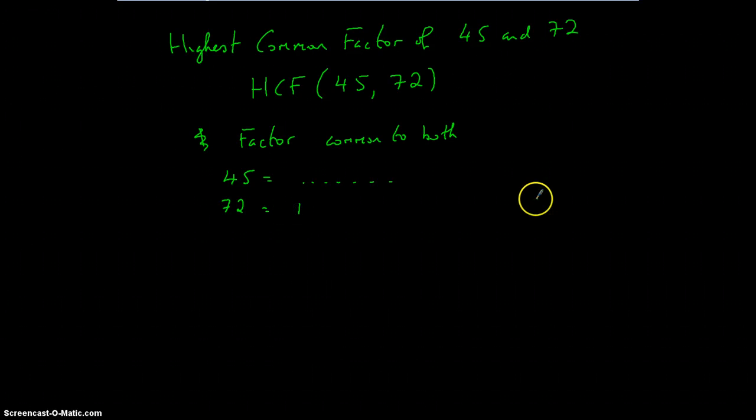72, 1 times 72, 2 times 36, etc. And then we would find the factor that is common to both 72 and 45, and then choose. For example, let's just write a few more. 45 is 1 times 45, 2 doesn't go, but 3 does, 3 times 15. So we can see, for example, that 1 is a common factor of 45 and 72. But we want the factor somewhere in here which is the highest common factor.